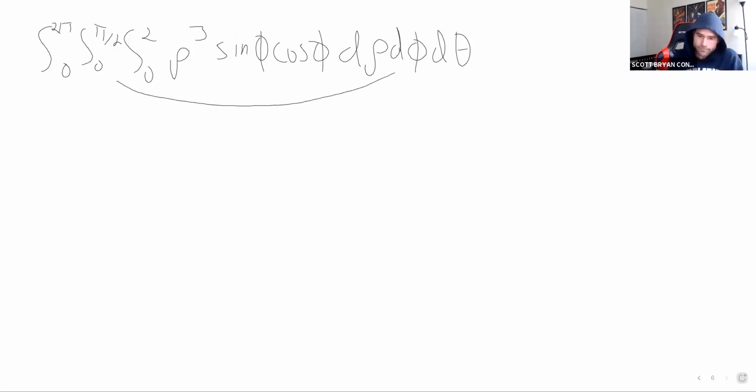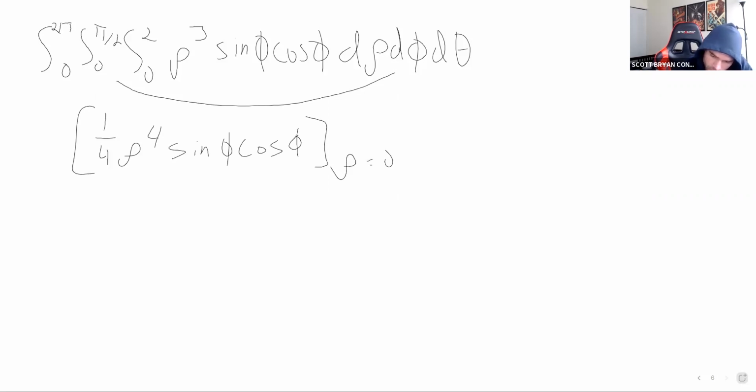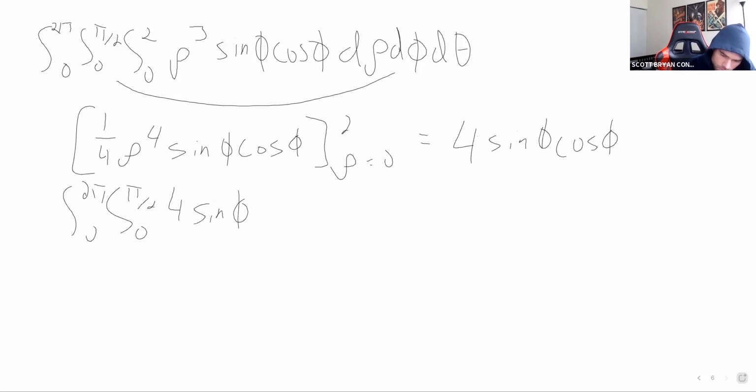So doing our inner integral, integrating with respect to rho, rho cubed becomes 1/4 rho to the 4. Sine phi cos phi hang around because they're constants. Rho equals 0 to 2. And so that's 1/4 times 16, which is 4. So 4 sine phi cos phi. So 0 to 2 pi. Phi goes from 0 to pi over 2. So 4 sine phi cos phi d phi d theta.